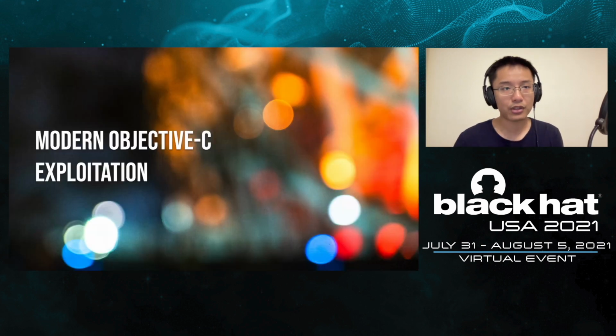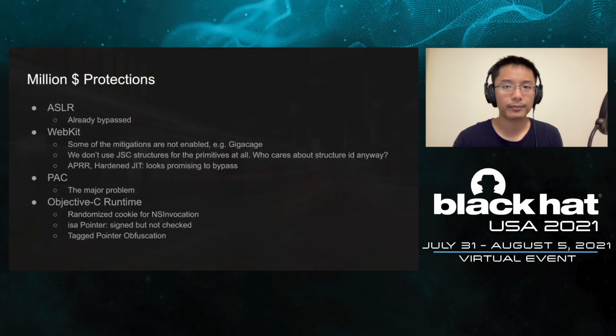Now, let's focus on the exploitation. Modern smartphones have evolved to make exploits harder. At this point, ASLR has already been bypassed, but we still got some million-dollar protections to take into account. This is not a traditional WebKit exploit, as some mitigations like GigaCage, PAC, and structure ID randomization don't matter because we don't use WebKit for primitives at all.